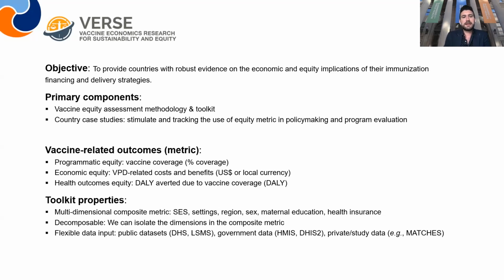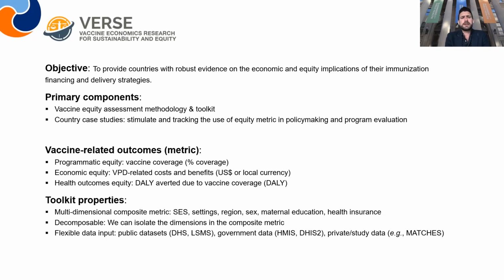So our vaccine-related outcomes that we'll be taking a look at through this include programmatic outcomes like coverage. We can also take a look at economic outcomes, for instance, vaccine preventable disease-related costs and benefits, or cost of illness related to averted infections. And we can also take a look at health outcomes downstream if there's data available on that in a setting. So for instance, equity in the DALYs or QALYs accrued due to averted infections.